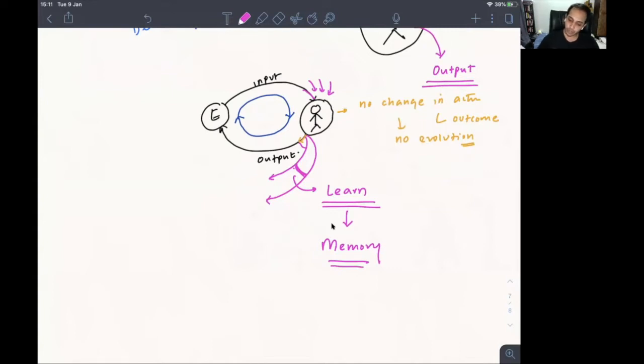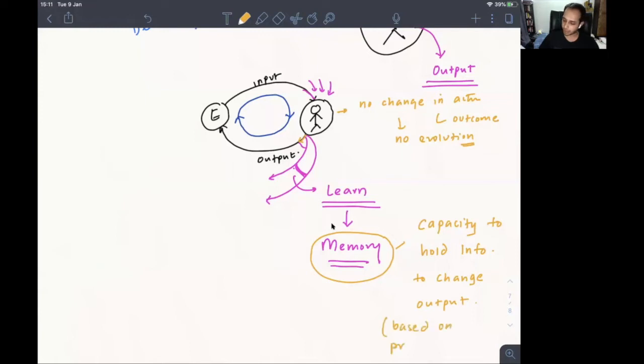Okay. So in a way, you can say that memory is a capacity to hold information to change output based on previous experiences. Now, this is a rough definition, but I think it would suffice for the sake of this discussion. So again, let's go over it. Memory is a capacity to hold information to change the output. Now, memory does not guarantee that your output will change, but you need memory to even have a chance of changing the output.